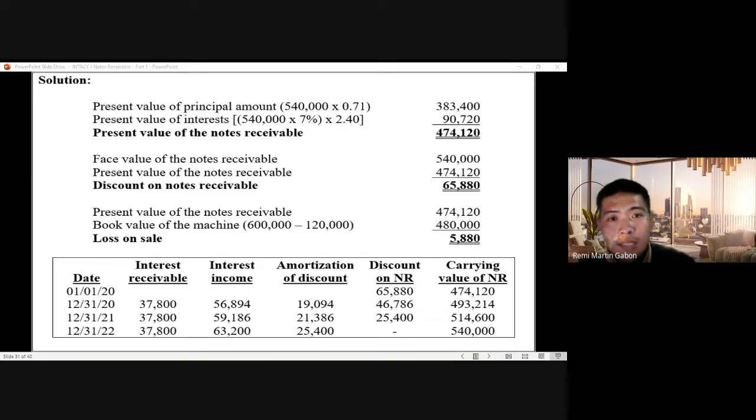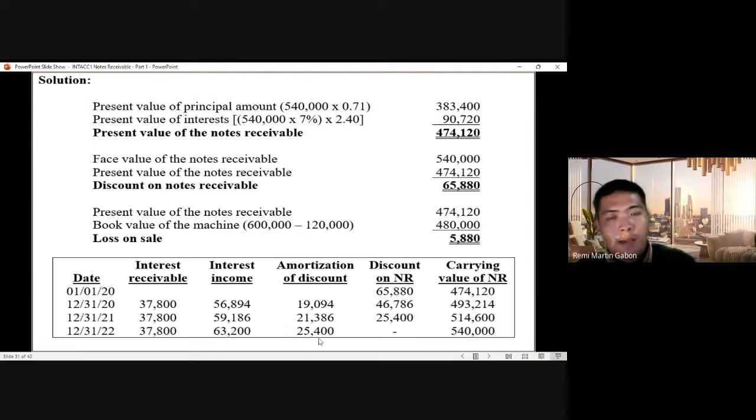So 493,214, multiply by 12%. The result is 59,185.68. We can round it off to 186. So we have 59,186. Then we deduct again 37,800. We have 21,386. So it reverses. So 21,386.